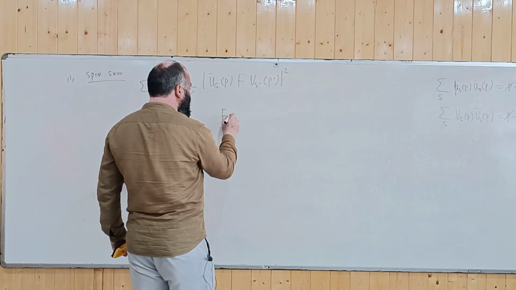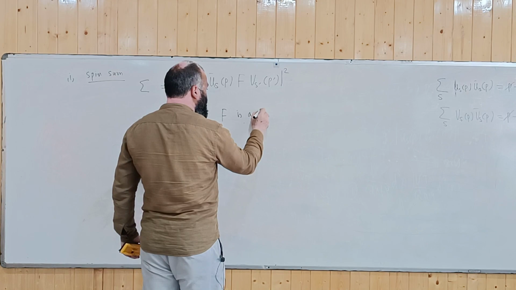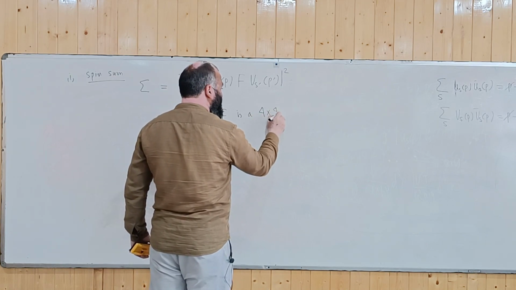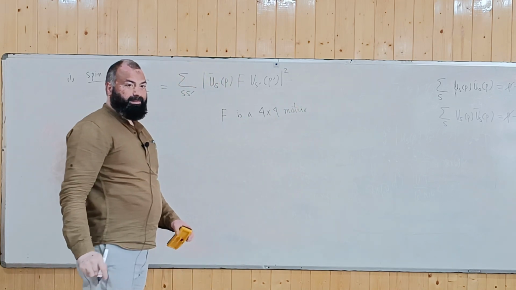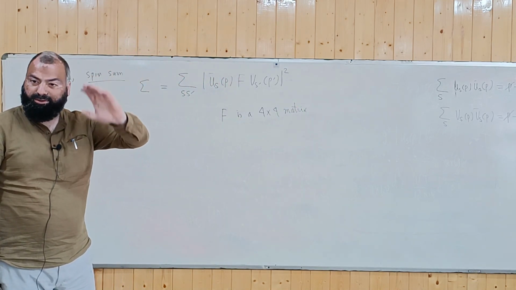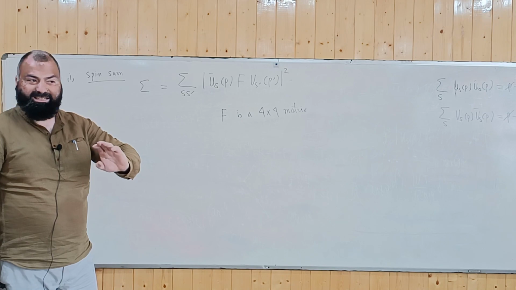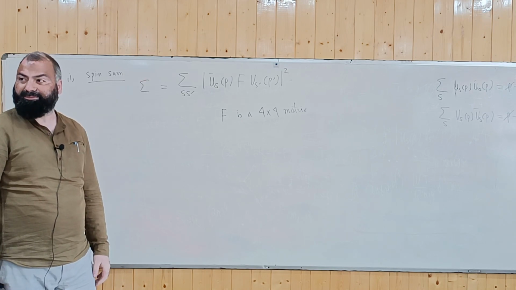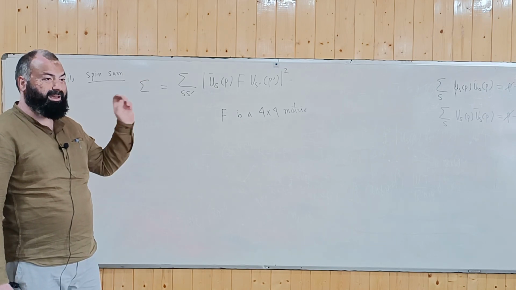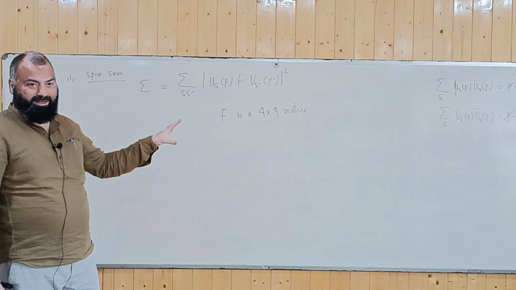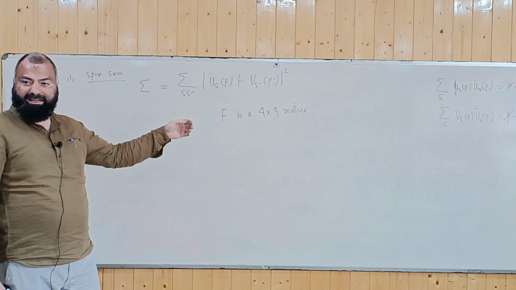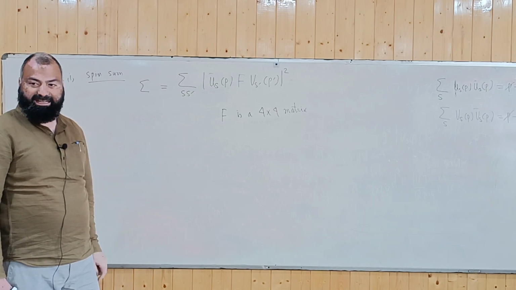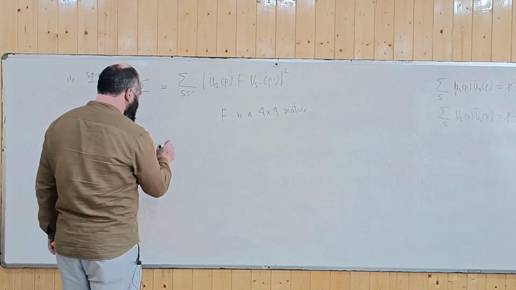So F is a 4 by 4 matrix, an arbitrary 4 by 4 matrix, because your spinors are 4-column vectors. u and v are 4-column vectors, that's why F has to be a 4 cross 4. It is neither Hermitian nor anything else, it's some arbitrary matrix. I will keep it there. Okay, so let's write that.